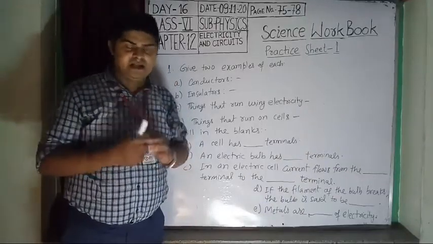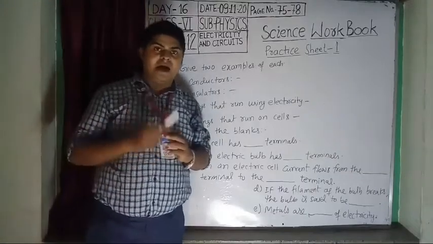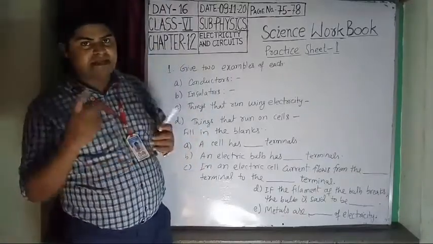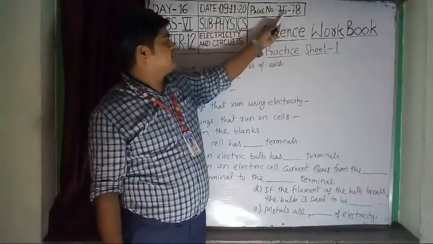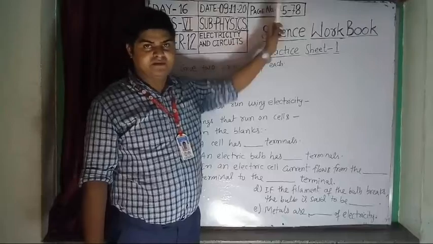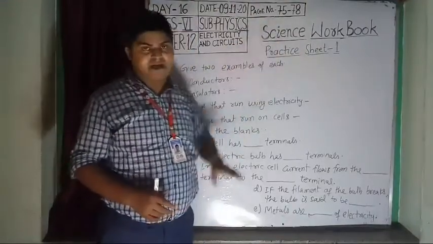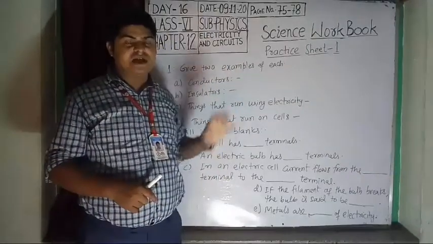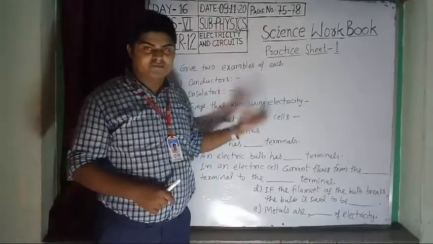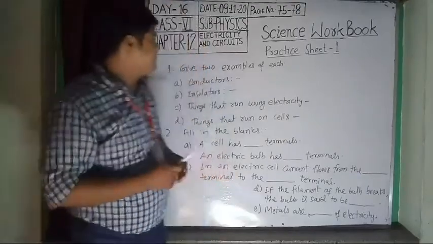So I kindly request you all to please sit with a pen, a notebook, and your other science book, the science workbook, and turn to page number 75. Try to see pages 75 to 78. There are two practice sheets, 1 and 2. I have solved some questions and you will solve the rest of the questions in your CW copy. So let us see.